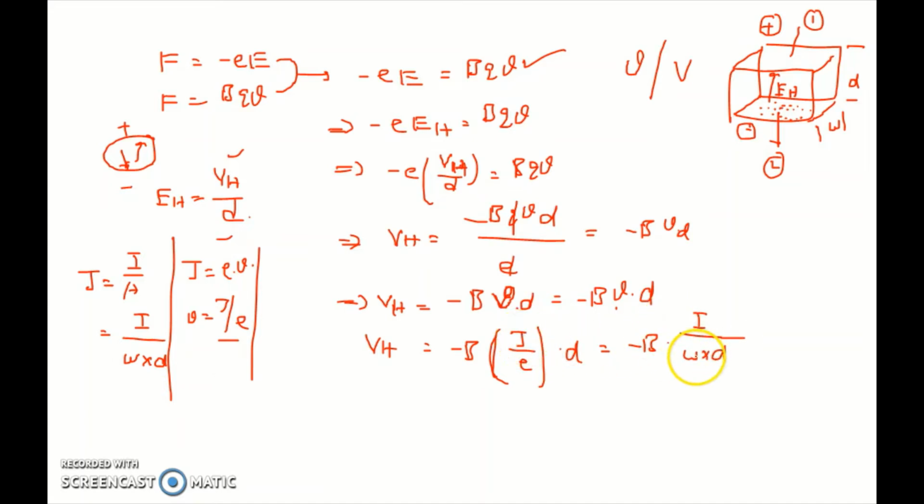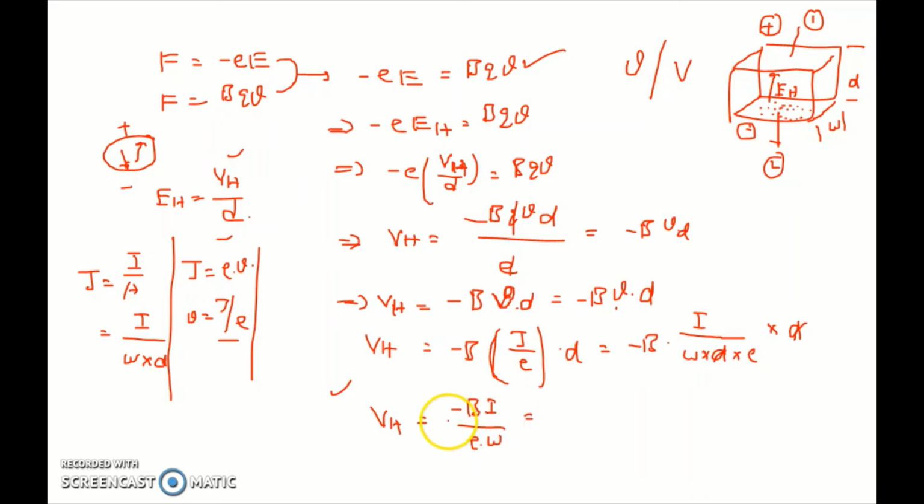Okay, J is written as I by W into D, and rho is already there, so into rho into D. Both of these, the thickness of the specimen or the distance between surface 1 and surface 2, will be cancelled. Now I will get VH as minus B into I divided by rho into W. So it is the Hall voltage or Hall potential expression, minus Bi divided by rho W.